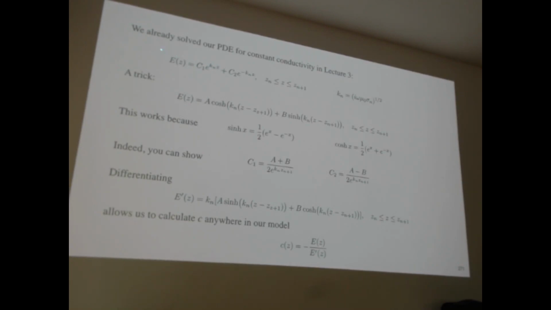So we need the first derivative. We showed that our impedance was just the electric field over the first derivative. So we can differentiate this thing here analytically, because we know the derivatives of sinh and cosh. So we can calculate the electromagnetic impedance anywhere in our model by just taking E over the vertical derivative.